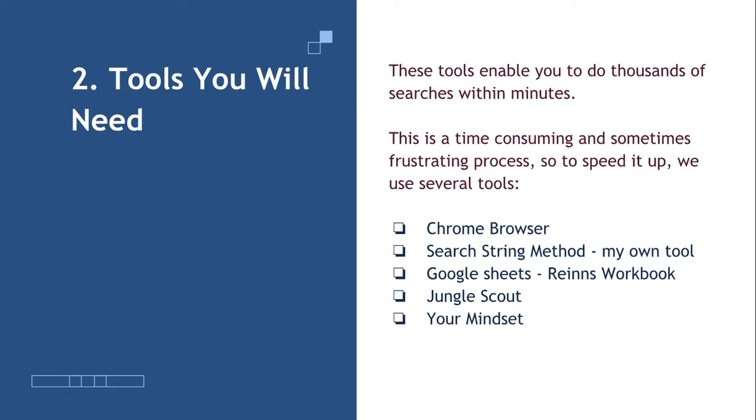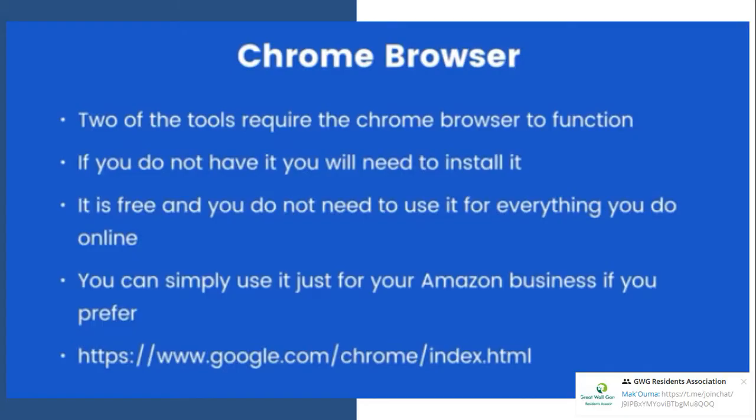So of course, there's the Chrome browser, which will require a tool called Jungle Scout. I believe all of us here have a Chrome browser. It's what we're going to use. And I developed a tool called the search string method. I'm going to show you what that is. And then there is something called Google Sheets, which I've told you I'm going to introduce you to. And then of course the Jungle Scout. All right. I decided to add your mindset. It's not a tool really, but it's your mind. Your mind can be a tool, and I'm just going to show you why your mindset is very important.